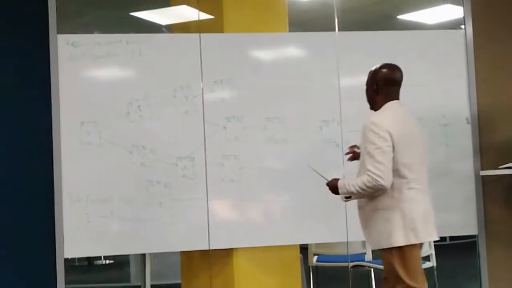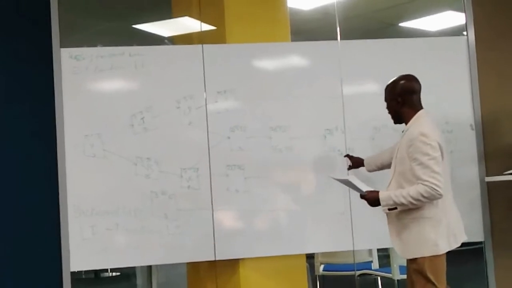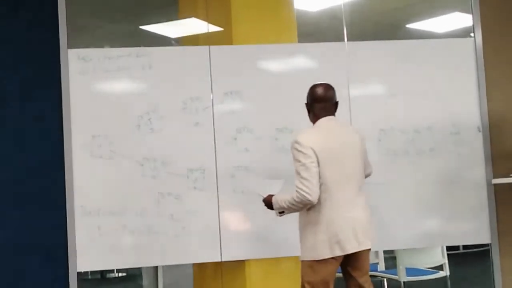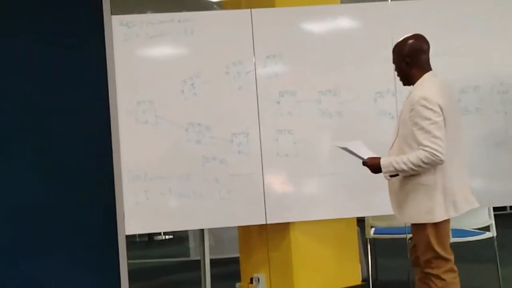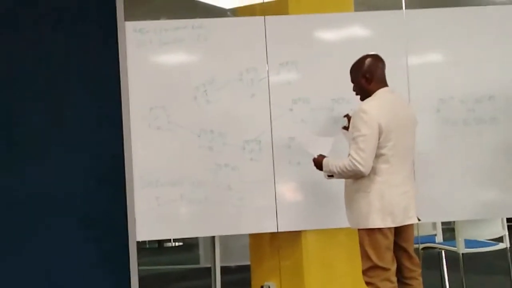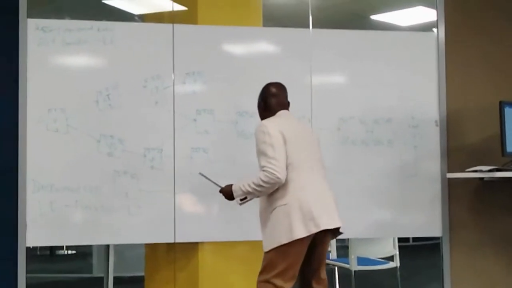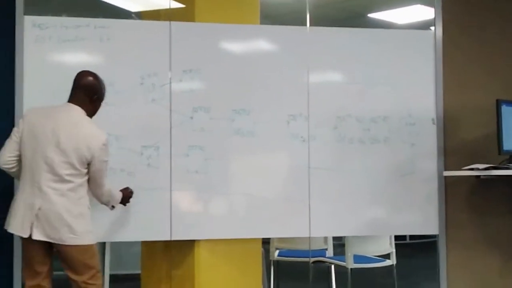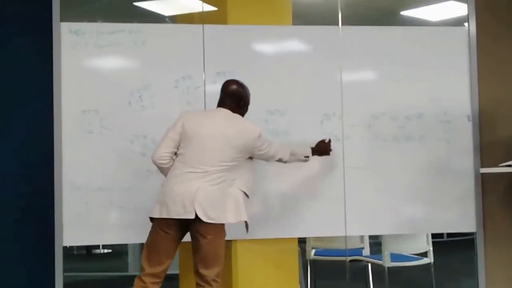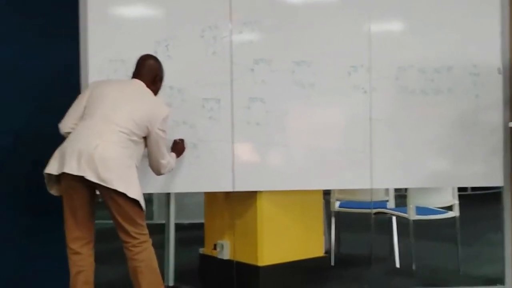That is 9. But we have to work on 10. You remember we have to work on 10. If you look at activity 10, it is only connected to this, right? So we bring our 28 down here. 28 minus 3, 25.